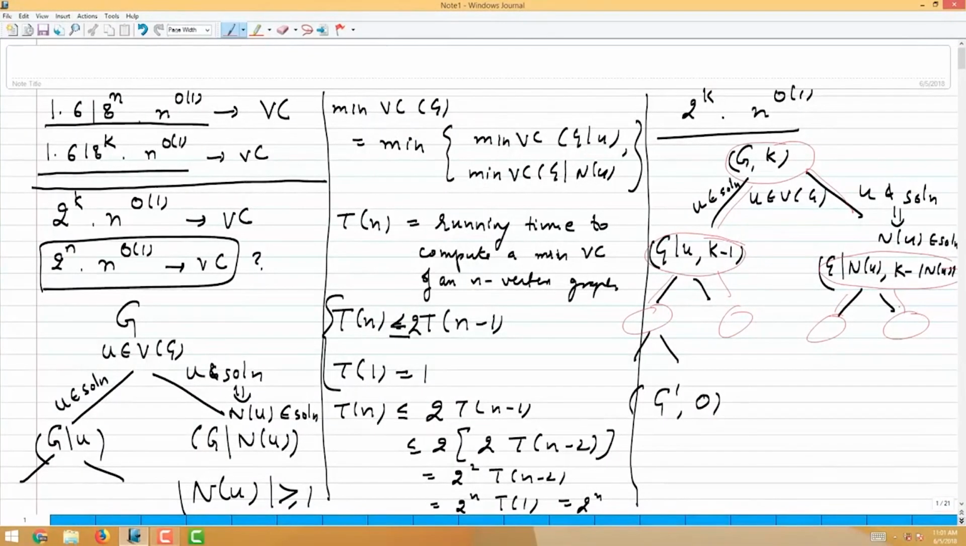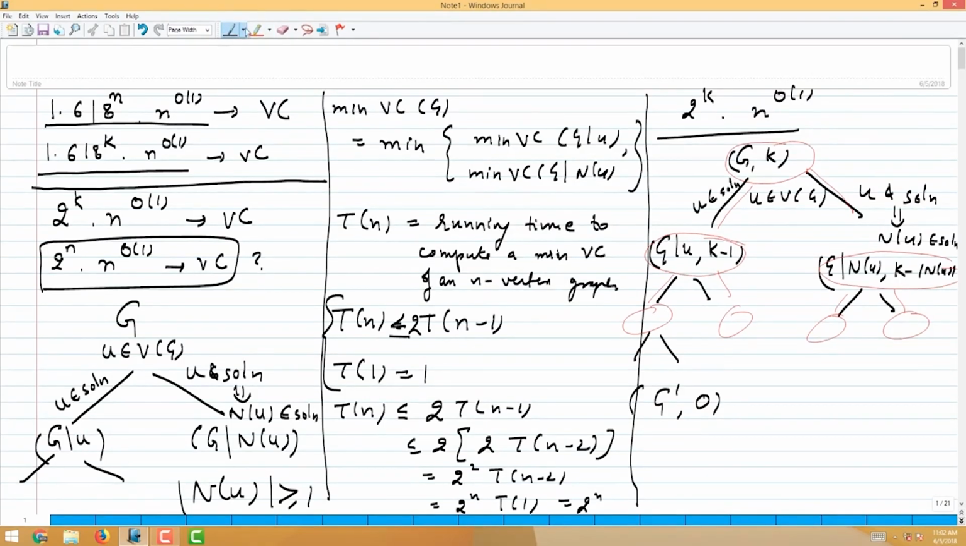And how many nodes are there in the binary tree? Even before that, what's the depth of this binary tree? N, right? Because you start with an n vertex graph, and you stop when you have a graph with 1 vertex. So the number of nodes in this binary tree is 2 power n. Similarly, how many nodes are there in the branching tree that we just wrote? Exactly, there are 2 power k. So you could write a recurrence like this.